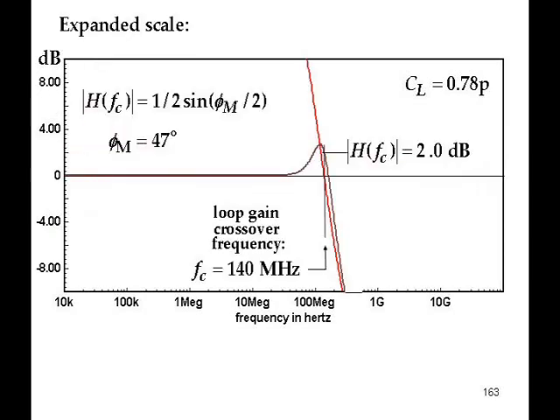This is a blown up scale of the same situation. So I've got a peak of 2 dB, which goes with a phase margin of 47 degrees. And you can decide whether that's enough or not. The point is you have a unique process by which you can fix that design. That's the end of that example.